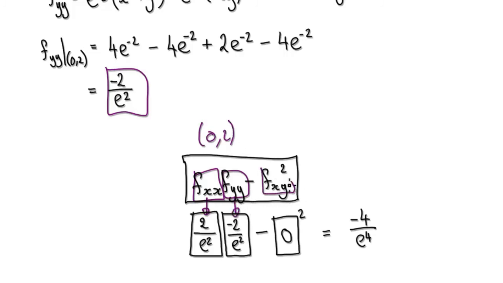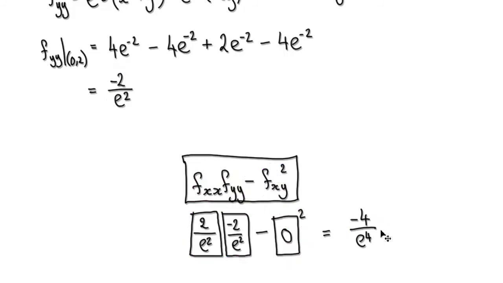And then this turns out to be the number 0, and when you square it, it's still 0. So this whole thing here will then become this. You can see that e to the power 4 is always going to be a positive number, so this thing here will always be a negative number.